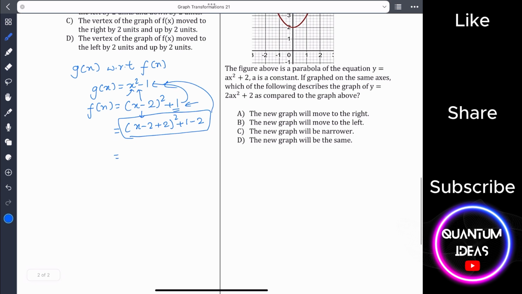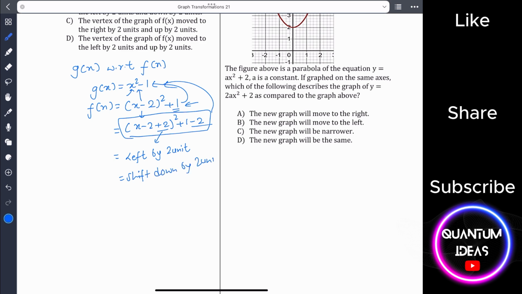So what happened here is that since we have added plus 2 inside, that means we have shifted the function left, right? Left or right? Since we have added plus, we shifted the function left by 2 units. And we have added minus 2 outside, is that shifted up or down? Down. So shifted down by 2 units.